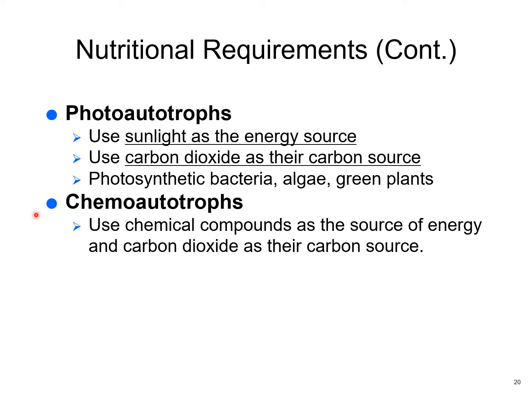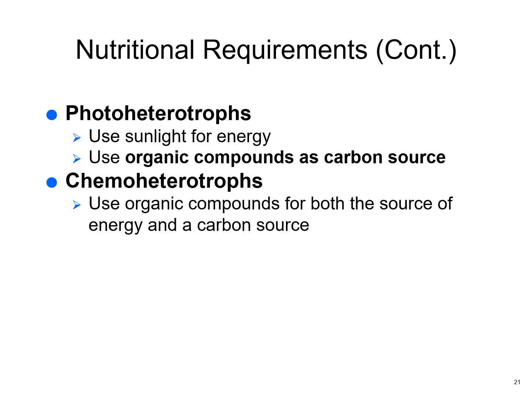Chemoautotrophs use chemical compounds as a source of energy and then carbon dioxide as their carbon source. So they're taking atmospheric carbon dioxide, or if it's in the bottom of the ocean, they're absorbing carbon dioxide from the water and using chemical compounds for their energy source. Photoheterotrophs use the sun for energy, organic compounds for the carbon source. Chemoheterotrophs use organic compounds for both energy and carbon. This is stuff that you're probably going to see at the bottom of the ocean. You're not going to just get these every day.